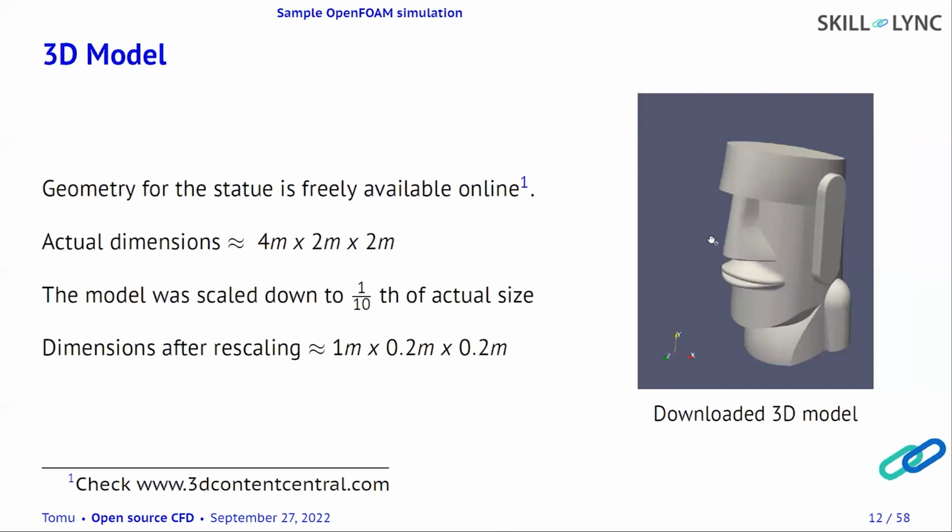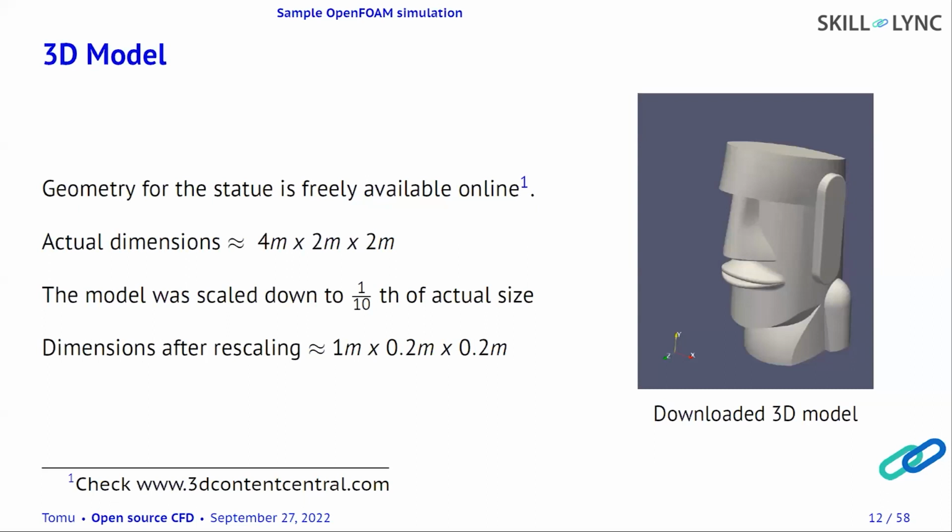Here we have downloaded that model, and the actual dimensions of the model are as shown: 4 meter by 2 meter by 2 meter, and the model was scaled down. A CFD simulation will require a good computer to run. So in case you have a computer with low performance, you can always scale down your model to a small size. Here we have scaled down to 1/10. So we are using the scaled down model for our simulation.